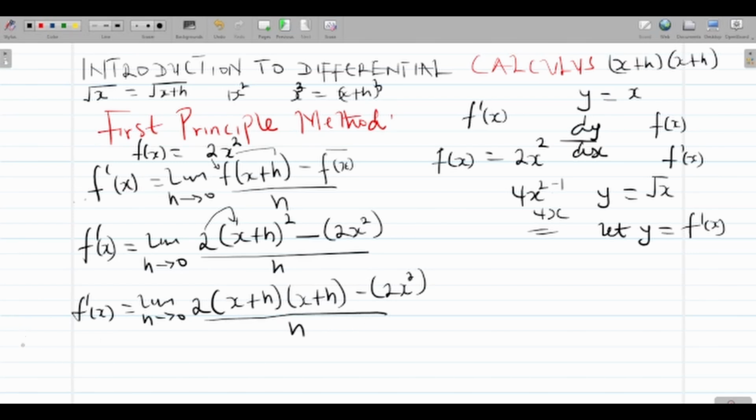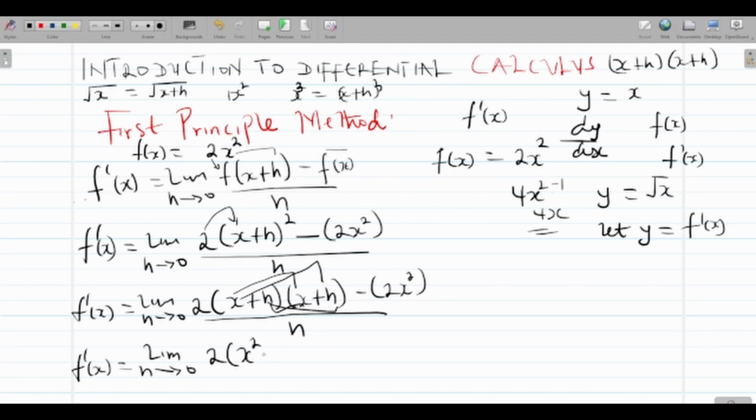Now let's proceed. Here we have f prime of x is equal to the limit as h approaches 0. Before I distribute the 2, I have to multiply out this bracket. We have our 2 outside. So x times x will give you x squared. We follow it this way: the x multiplies the h, and the h multiplies the x, and also multiplies the h. So x times x will give you x squared.